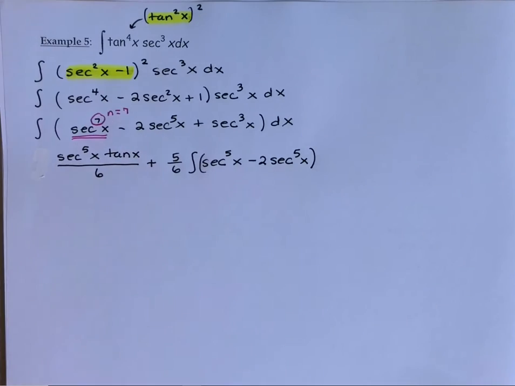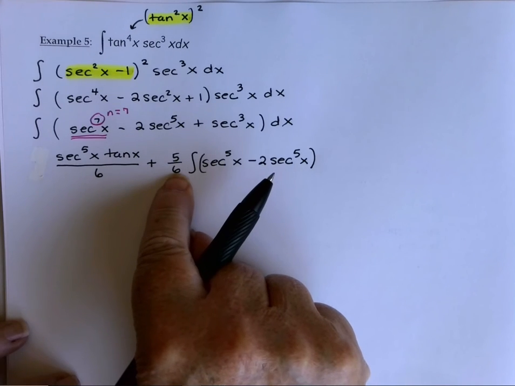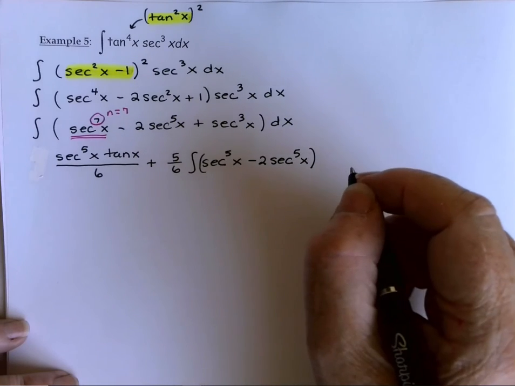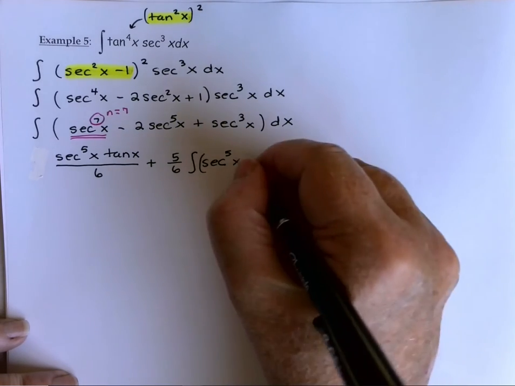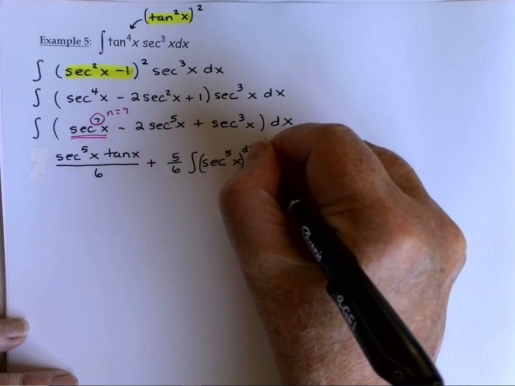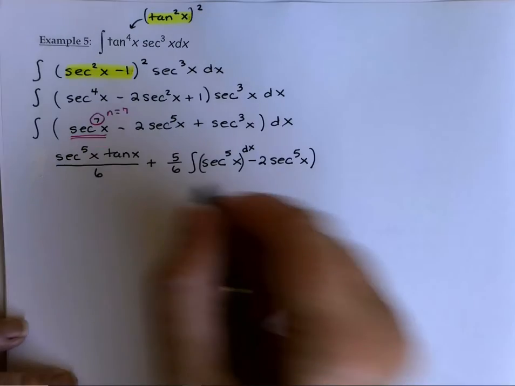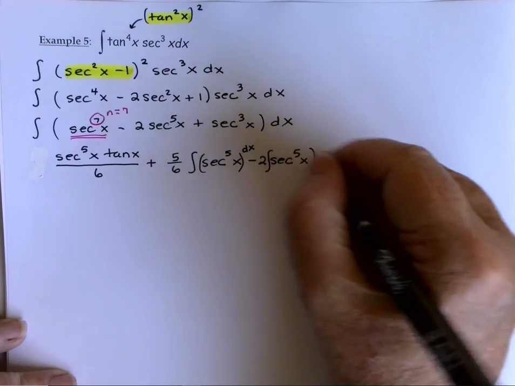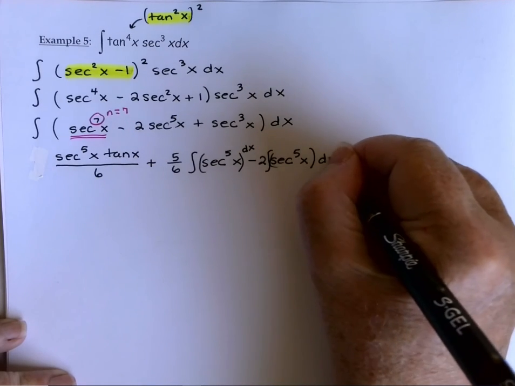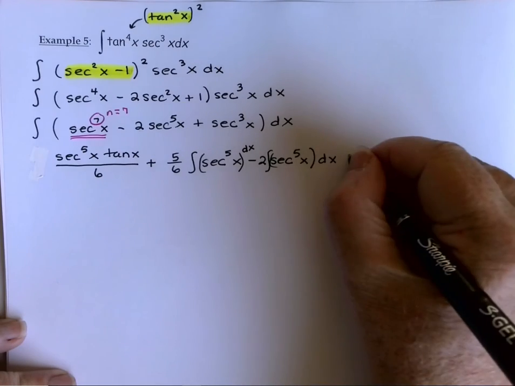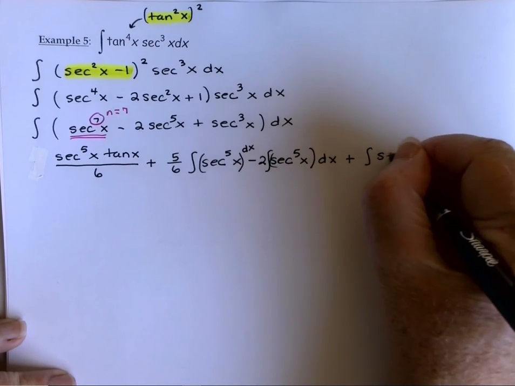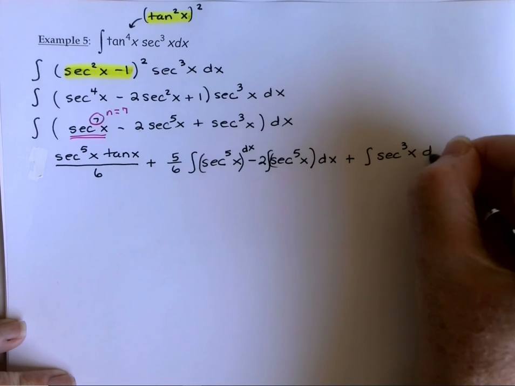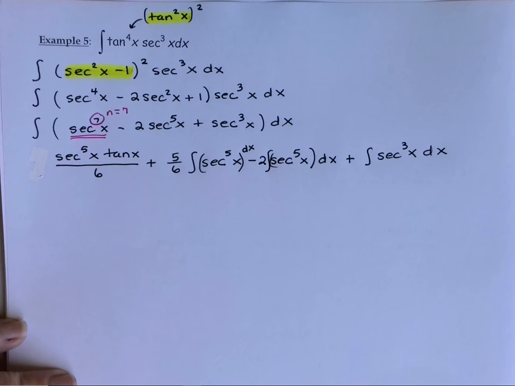Oh, you know what? I'm sorry. I can't do that because of that 5/6. I'm getting ahead of myself here. Let's go ahead and leave that one the way it is. And then I've got minus, and I've got 2 times the integral of secant to the 5th x dx, and then plus the integral of secant cubed x dx. Sorry about that. I almost made an arithmetic mistake there, but fortunately we caught it, right?